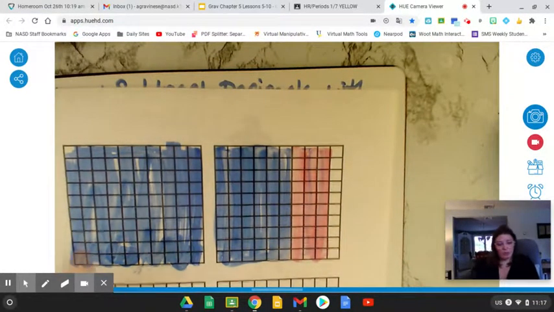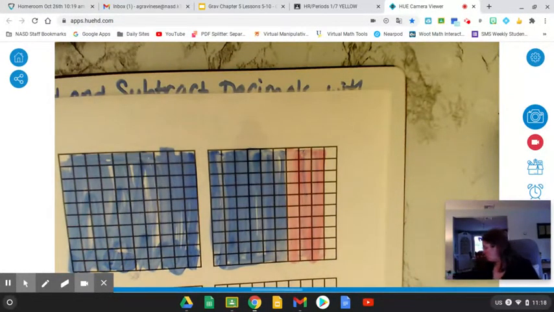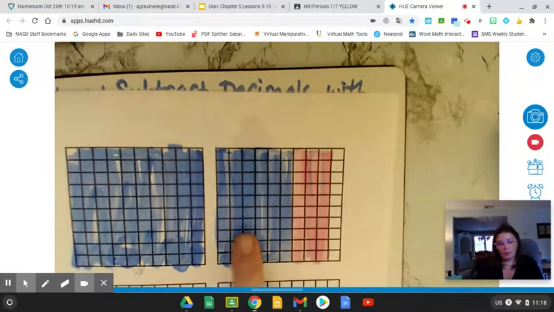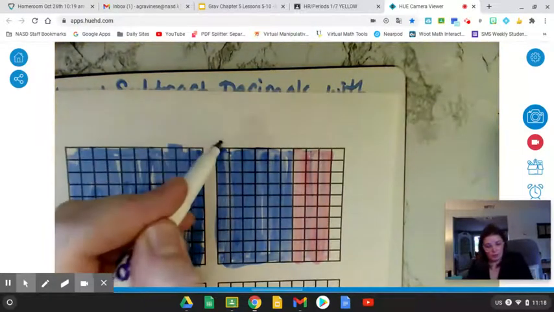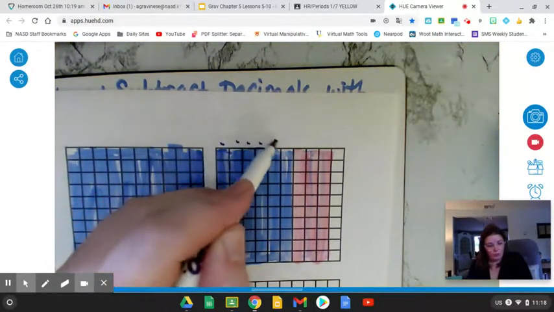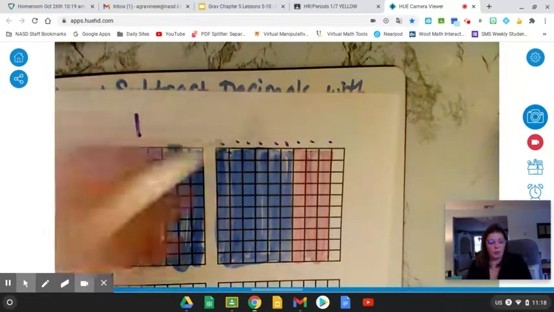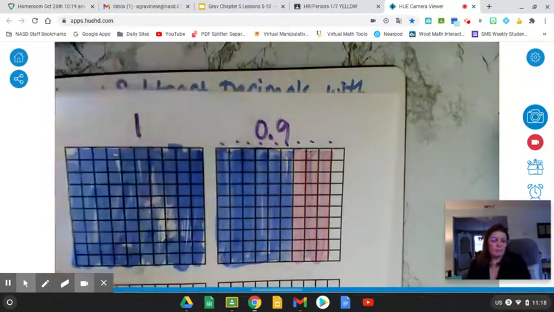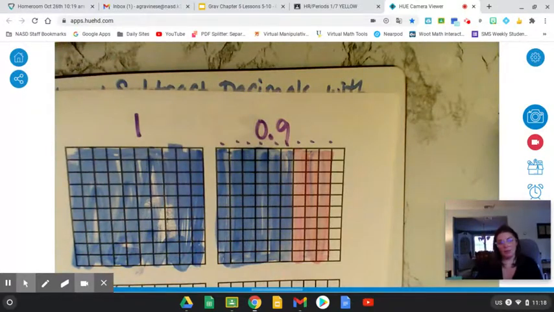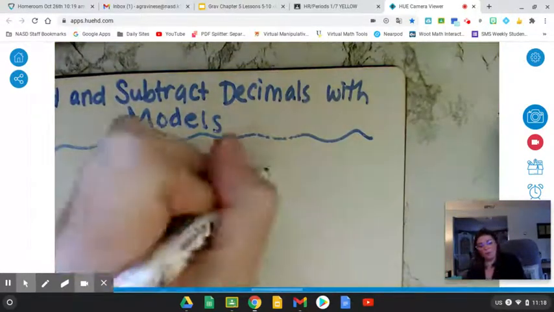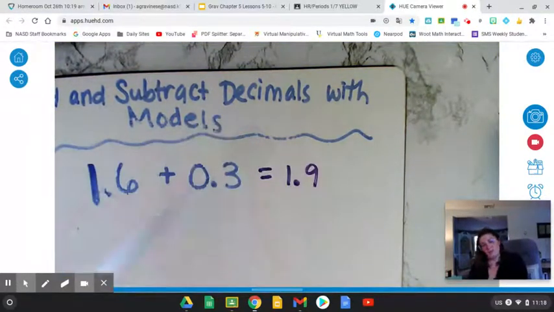To find my sum, I just want to take a look at everything that I have shaded in. So I still have one whole shaded in. And now I'm going to count the combined tenths that I shaded. So I have 1, 2, 3, 4, 5, 6, 7, 8, 9. So I have one whole plus 9/10. And when I combine that, I get 1 9/10.